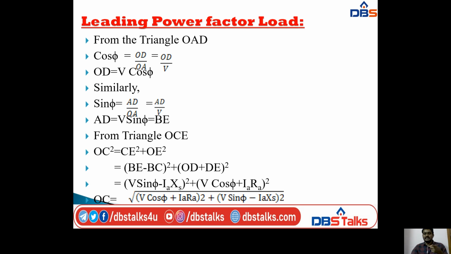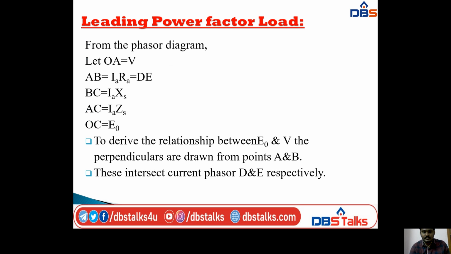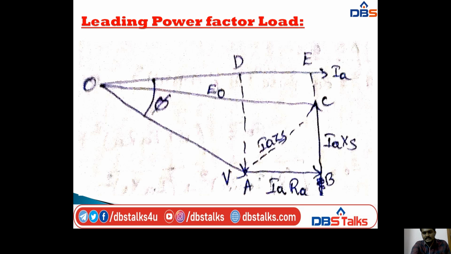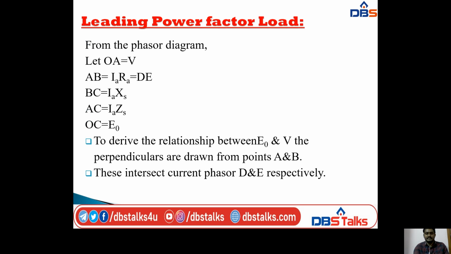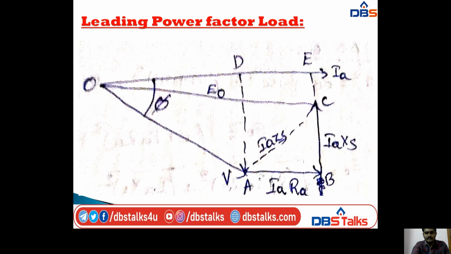Now I am taking another triangle, that is OCE. From the triangle, by the Pythagoras theorem, OC square is equal to CE square plus OE square. From the phasor diagram I am writing CE is equal to BE minus BC.